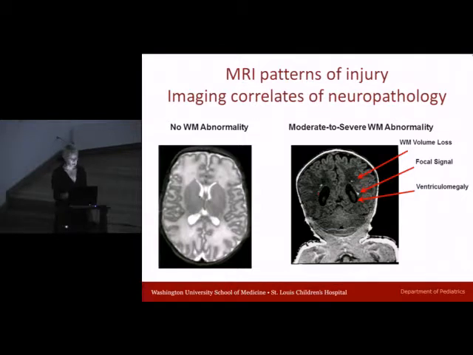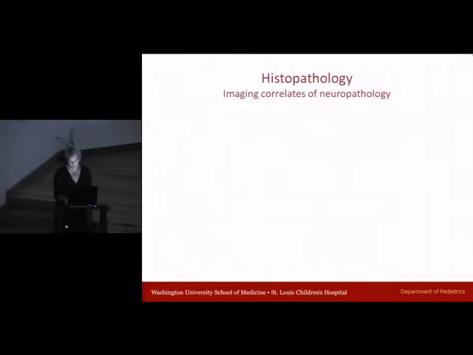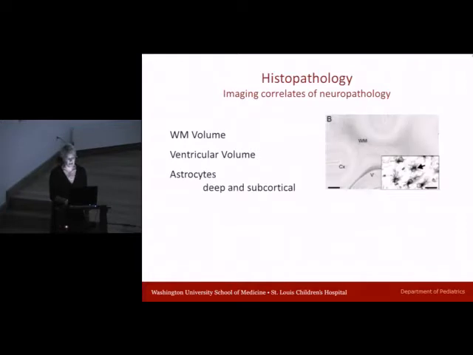So we would look for the same sorts of things we just talked about in human babies. We would look at whether there was any white matter abnormality, this baby has none, or whether we saw focal abnormalities, enlargement in the ventricles, or loss of the white matter volume. And then what we tried to do was look at the same things on histology. So we measured volume, we measured ventricular volume, but we could also look at these cells.